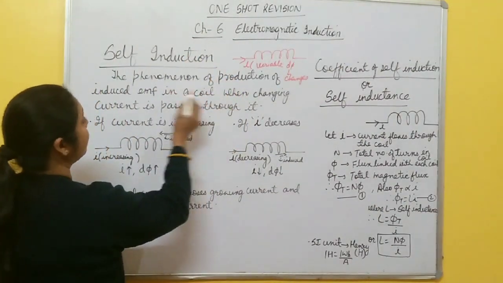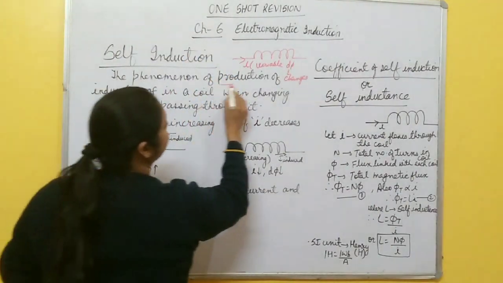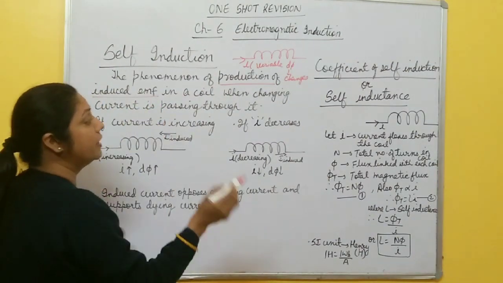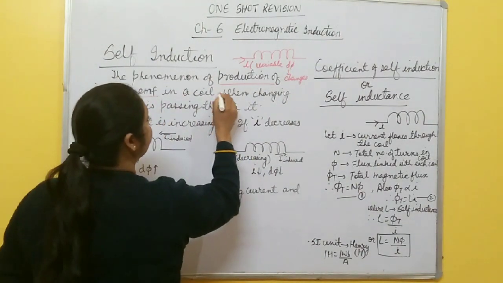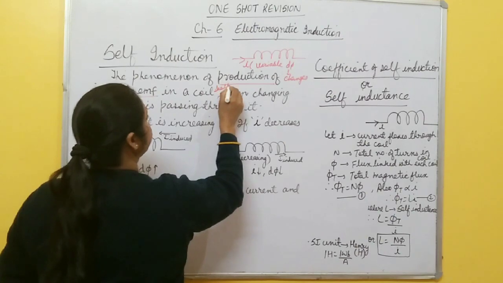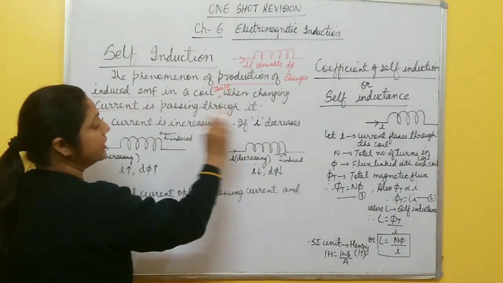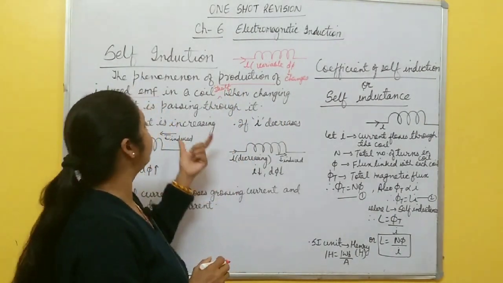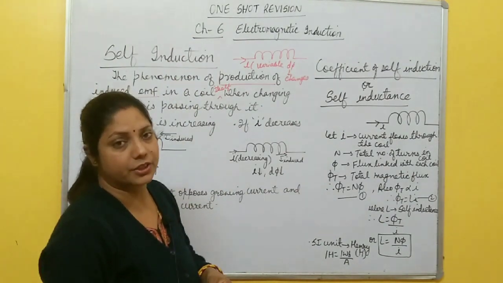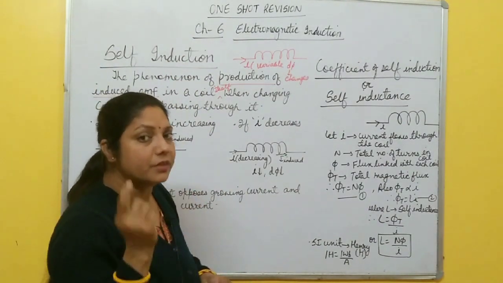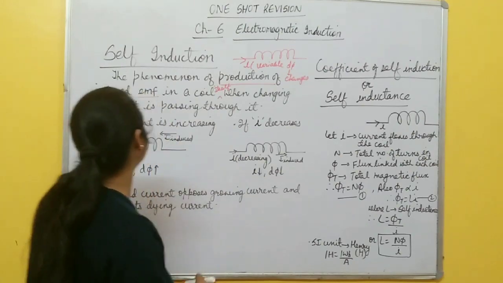The phenomenon of production of induced EMF in a coil itself. You can write: in a coil itself when a changing current is passing through it, and this phenomenon is called self-induction, and the induced EMF is called back EMF, right?